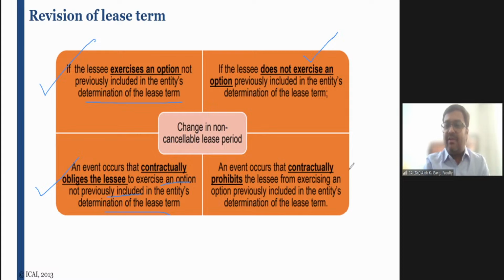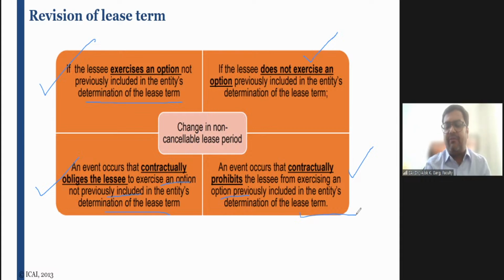Or vice versa, an event occurs that contractually prohibits the lessee from exercising an option previously included in the entity's determination of the lease term. For example, the lessee was having a factory, doing production near Connaught Place in Delhi. Due to the pollution, the government has come up with an announcement and said that you cannot operate near Delhi Zoo, near India Gate, near Connaught Place.